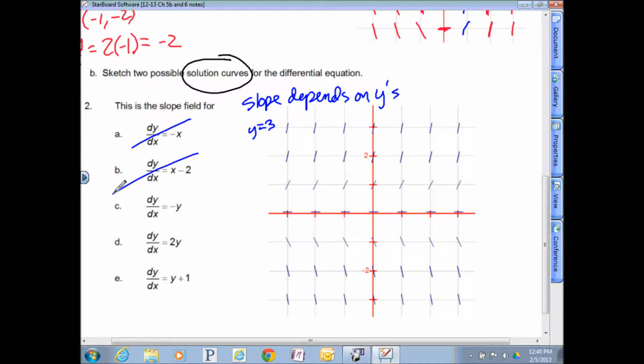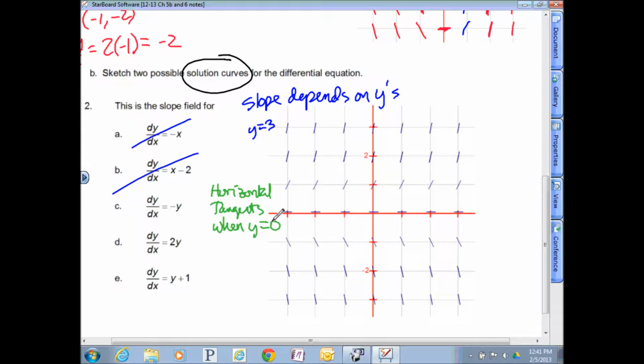So I'm down to C, D, and E. The other thing I would notice is here we have horizontal tangents. We have horizontal tangents when y equals 0. Well, think about how we go about finding horizontal tangents. We take the derivative and we set it equal to 0. So which of these 3 choices that are left, where would they have horizontal tangents?